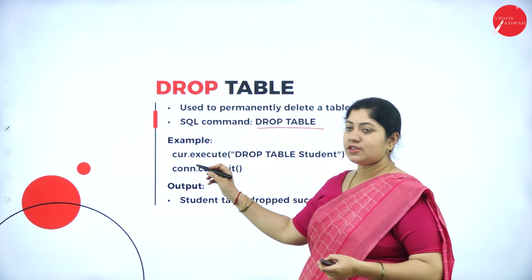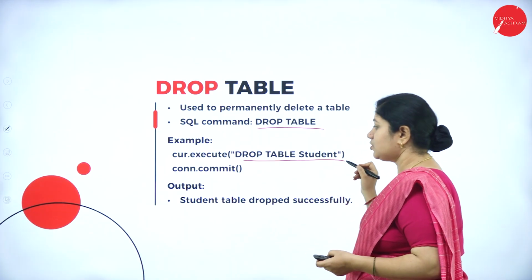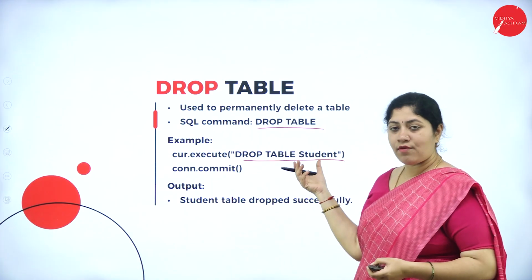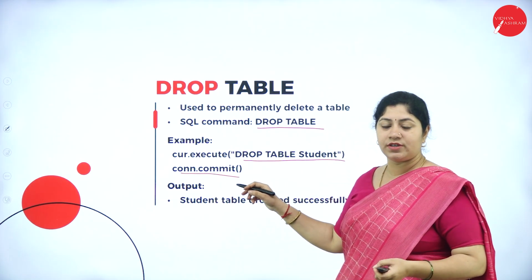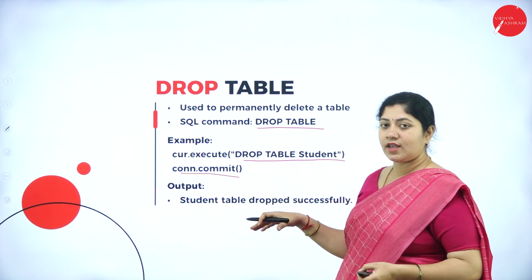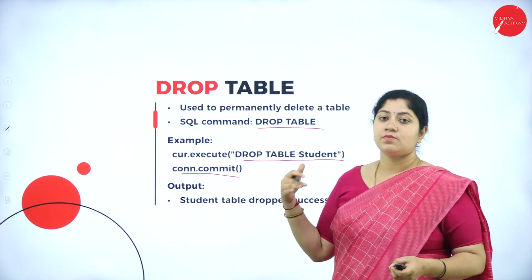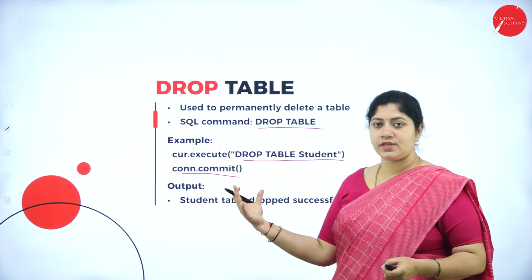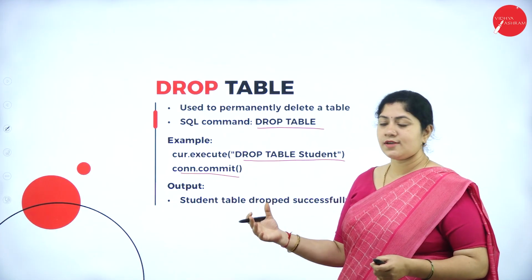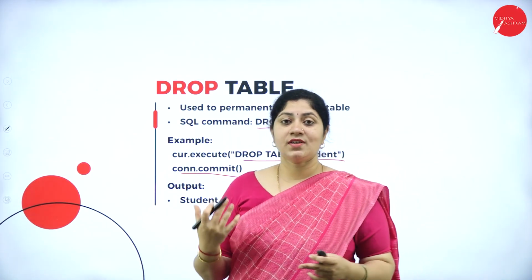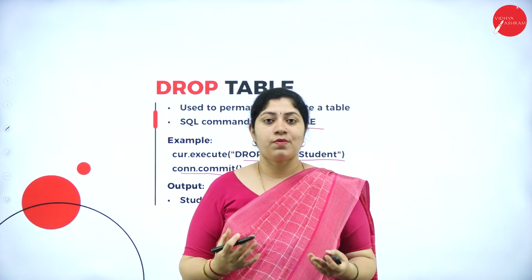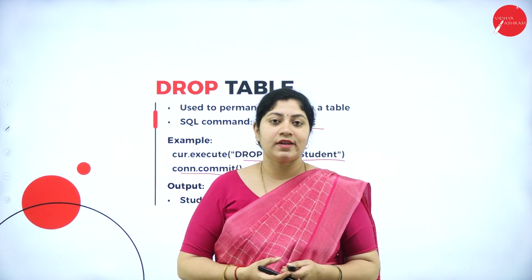Let's say an example: cursor.execute of drop table student. I have to mention the table name and confirm it by writing connect.commit. Thus, at the output, what I can expect is that the table has been dropped or permanently deleted, with a statement that the student table was dropped successfully. So these are the operations that are possible with respect to a table.